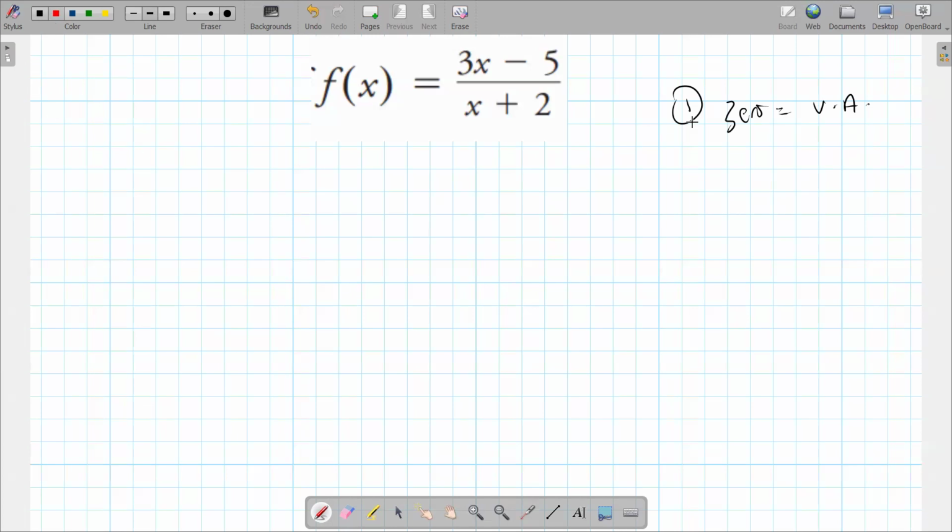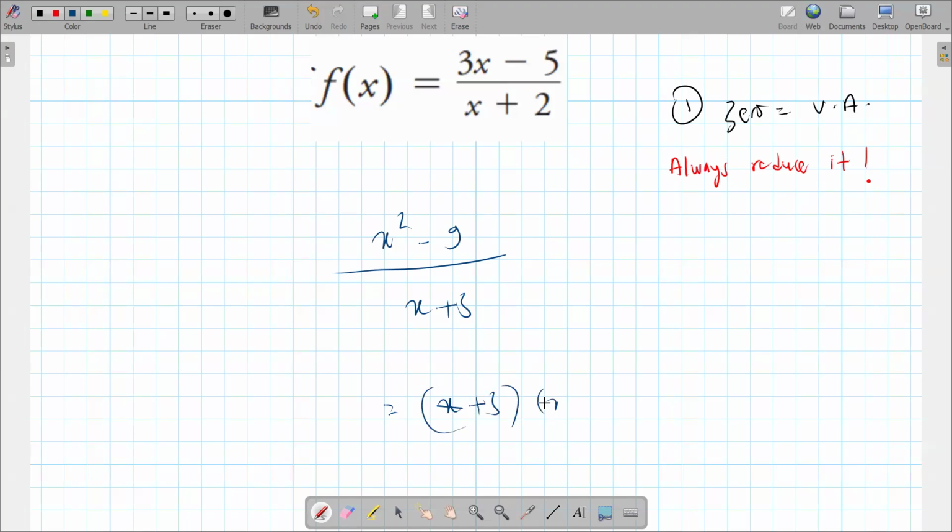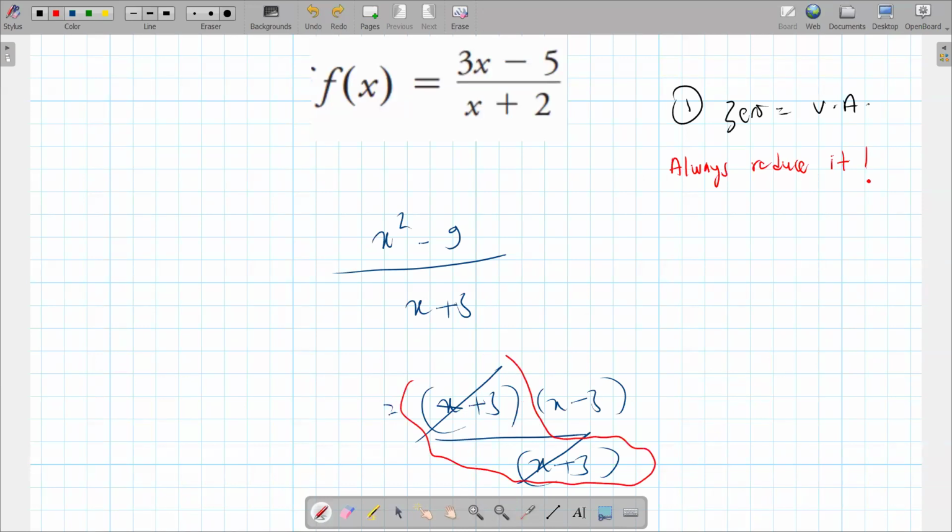For a rational function, what you should do is always try and see if you can reduce it, if possible. Like here, is this reducible? No, it's not. So this is as far as it gets. But if you get something like this, is that reducible? Yes, it is. Because then that becomes x plus 3, x minus 3, x plus 3, right? This and this cancels out. If something cancels out like this in a rational function, like this is a hole in the curve.